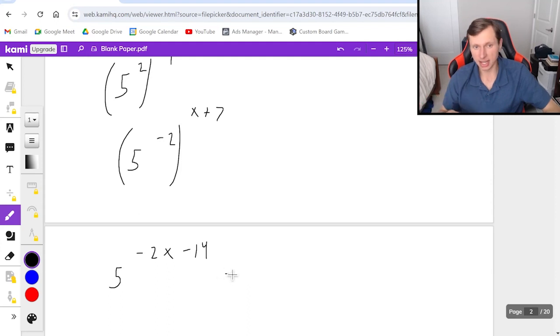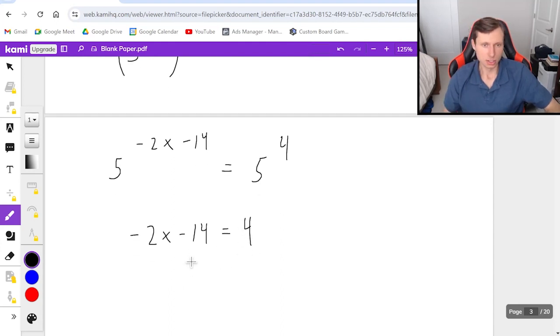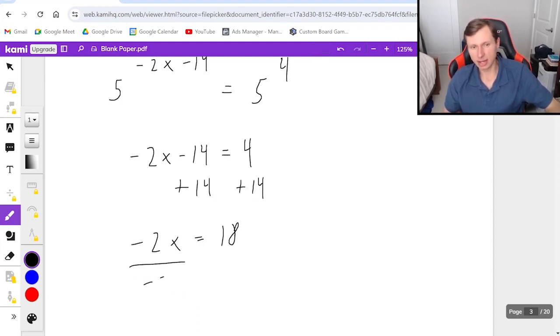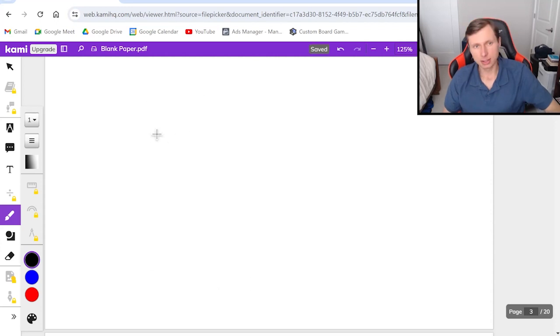That's all the left side. The right side, we have not even touched it yet. It's just 5 to the 4th. Now that the bases are the same, I can set them equal to each other. So it's negative 2x minus 14 equals 4. Solve for x, so plus 14 to both sides. Negative 2x equals 18, and then just divide both sides by negative 2. And we get x equals negative 9, and there we go. Now just one more for you. This will be the hardest example.